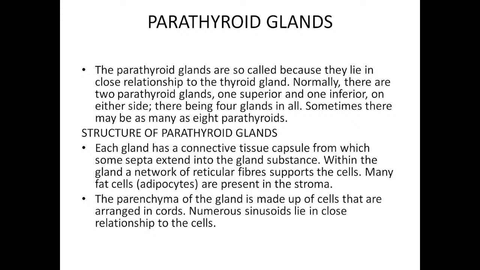Structure. Each gland has a connective tissue capsule, from which some septa extend into the gland substance. Within the gland, a network of reticular fibers supports the cells. Many fat cells are present in the stroma. The parenchyma of the gland is made up of cells that are arranged in cords. Numerous sinusoids lie in close relationship to the cells.